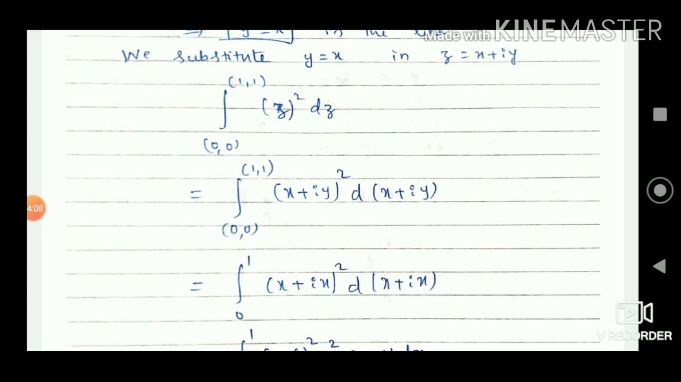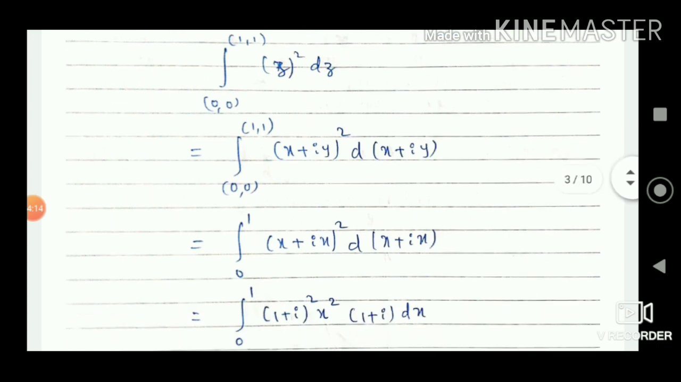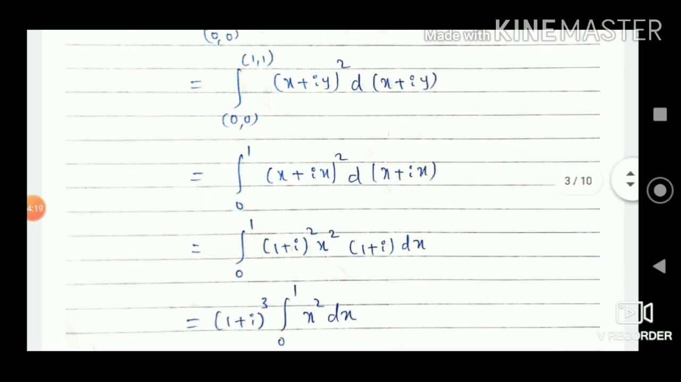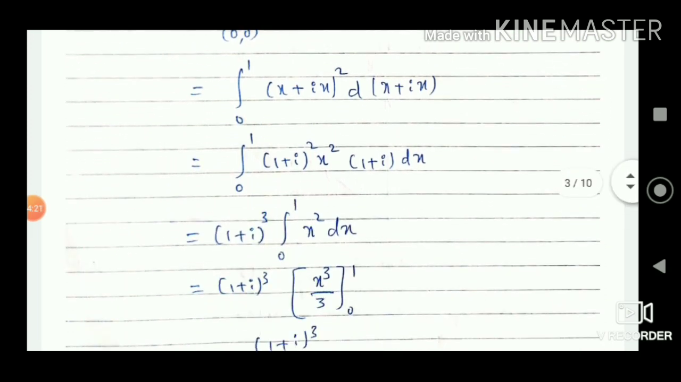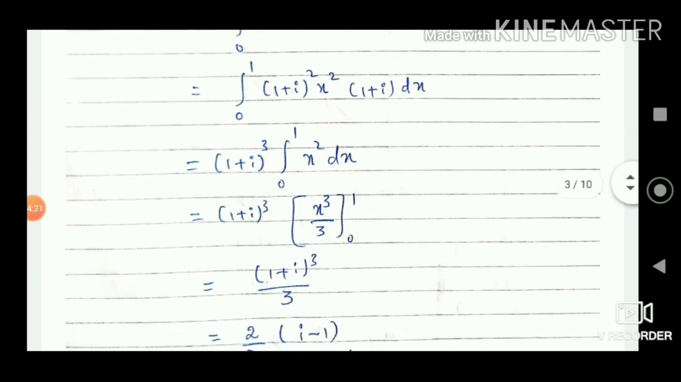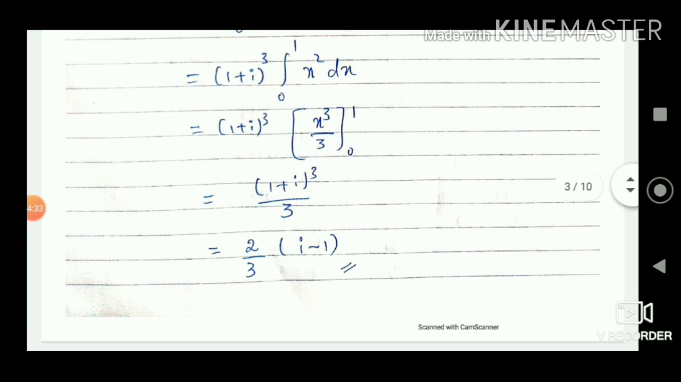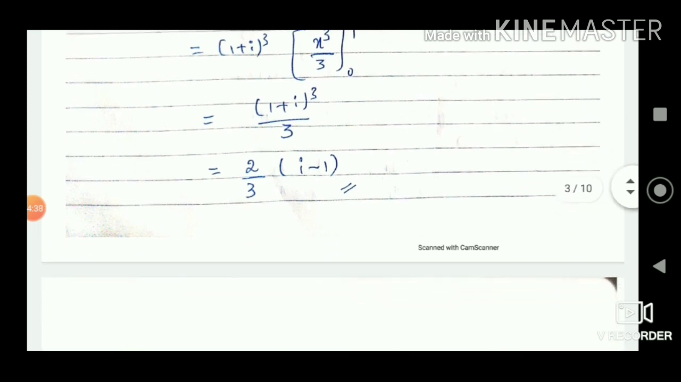Now in the integration, x is the only variable and x varies from 0 to 1. So this part is simple integration of a real valued function, just like real valued function integration. The remaining part is simplification. We will end up with 1 plus i whole cube, a constant which comes out, and integration of x square is x cube by 3 between 0 and 1. And so the answer for this part, that is a, is 2 by 3 into i minus 1.